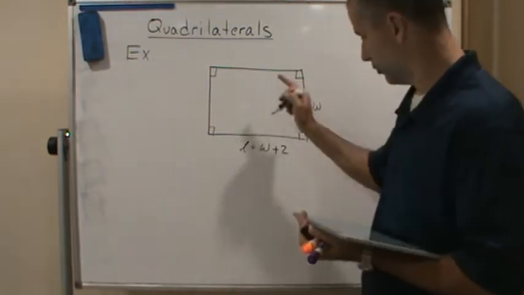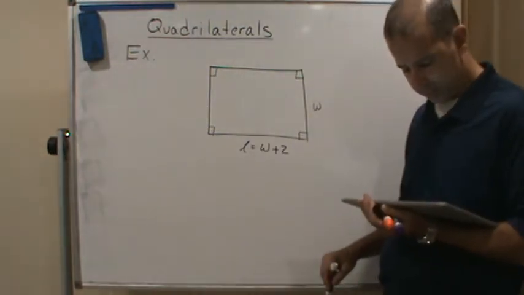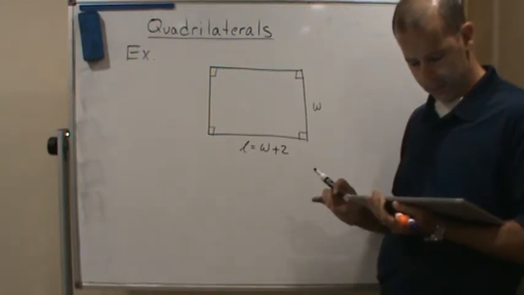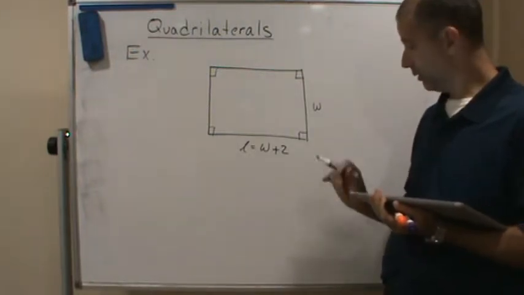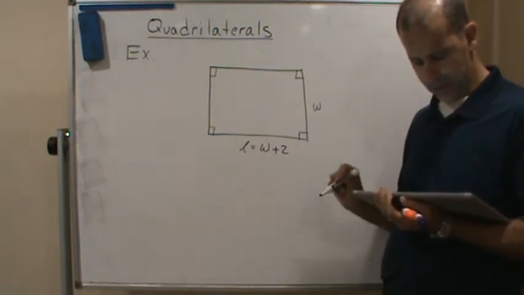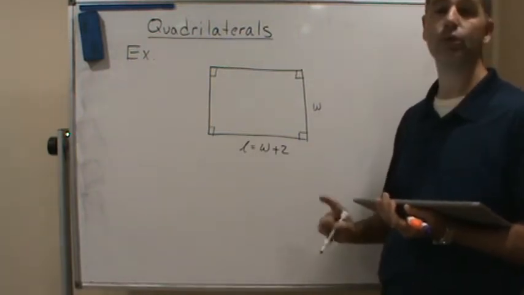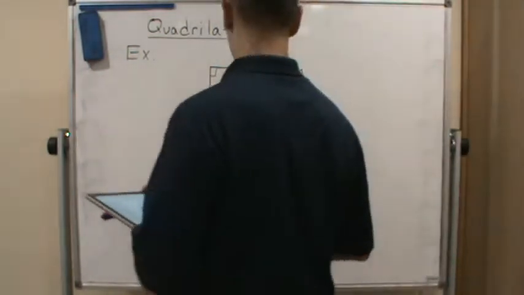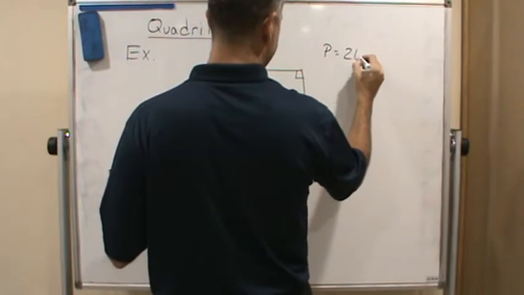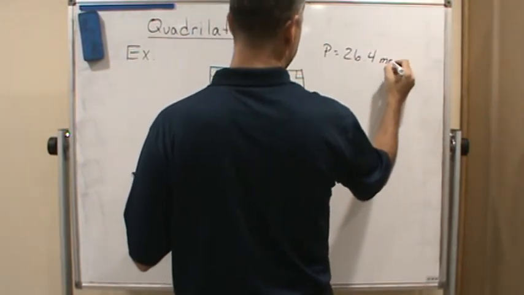So far so good. Now it says, find the dimensions of the chip. That means W and L. Find the dimensions of the chip if the perimeter is 26.4. So they're giving us some more information. So we know the perimeter is 26.4 millimeters.